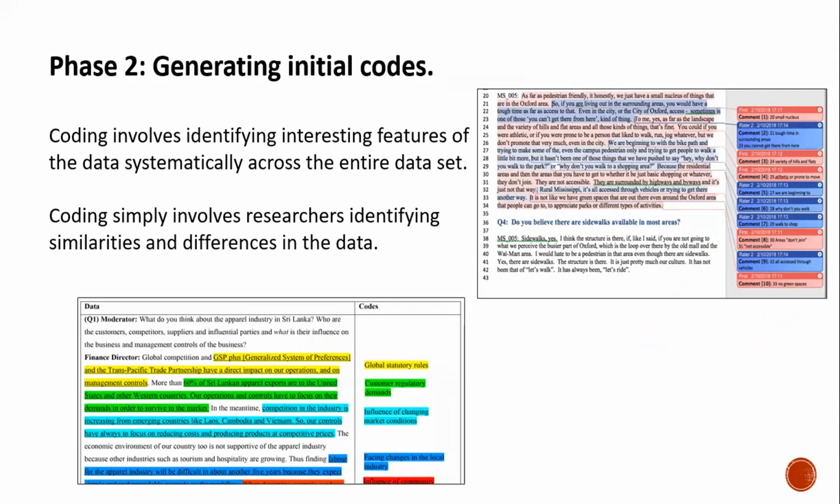The next step is that we generate our initial codes. So coding involves identifying interesting features of the data systematically across the entire data. Coding will give me the distinctive ideas, the distinctive features, the interesting and important points throughout the transcript. We compare by using the coding between the participants, we identify similarities and differences in the data. This participant said like this, but the other participant said something different. Or maybe he said the same thing about this particular question or about this particular idea. So at this stage, we will start to generate our initial codes.